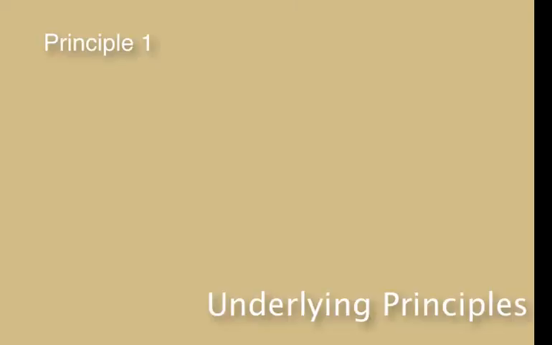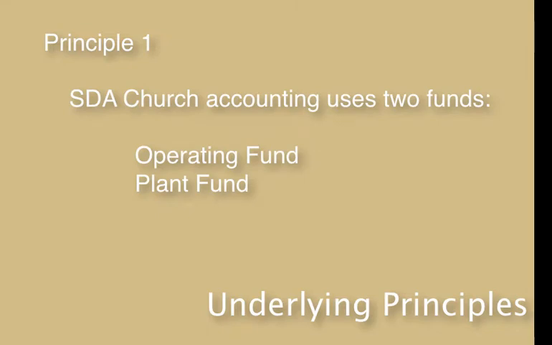The first basic principle that we need to remember is that in the Seventh-day Adventist Church accounting system we use a minimum of two funds. The first is the operating fund, and the second is the plant fund. The plant fund is split into two subsets, which we can call subfunds. The first one is the unexpended plant fund, and then the second one is the invested in plant fund.